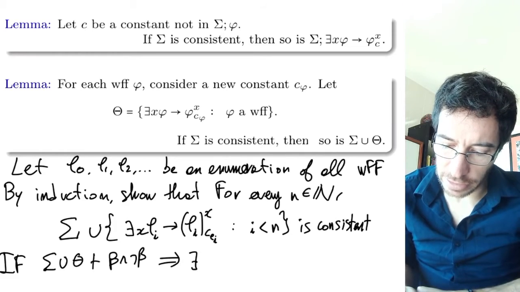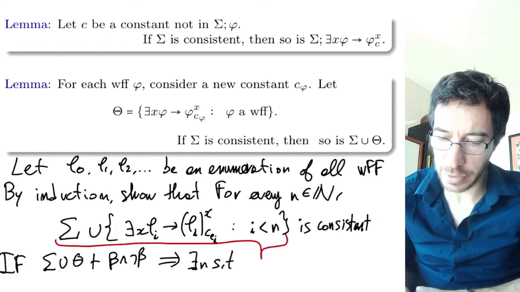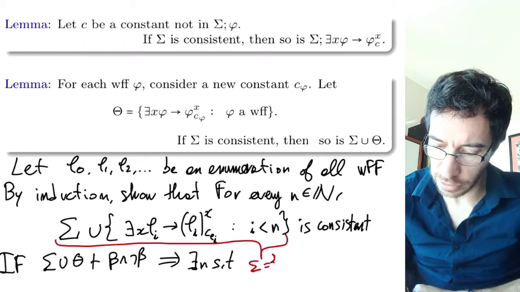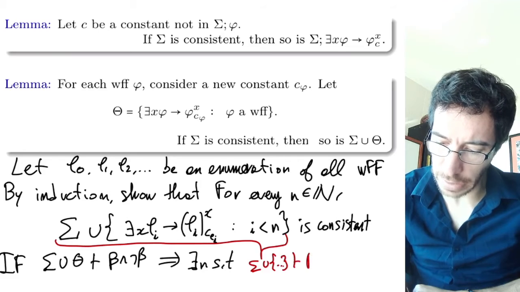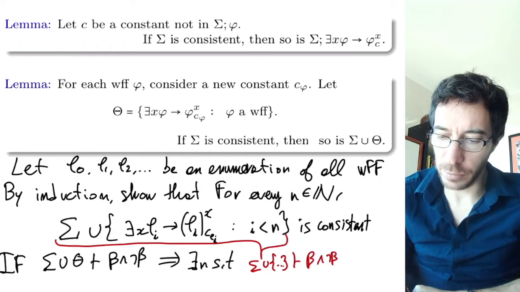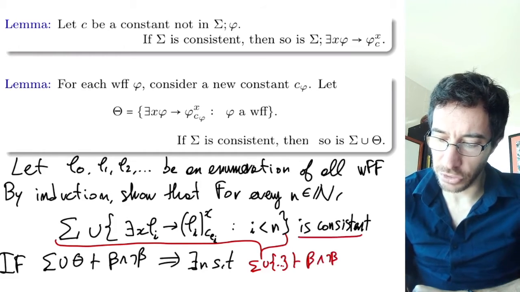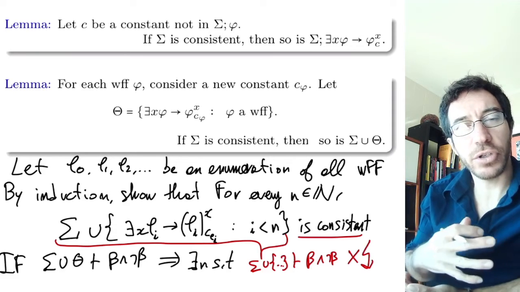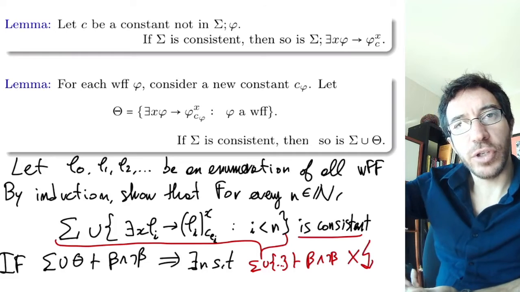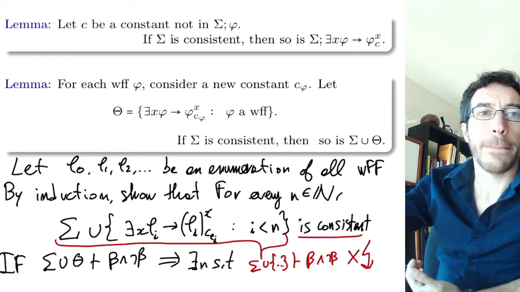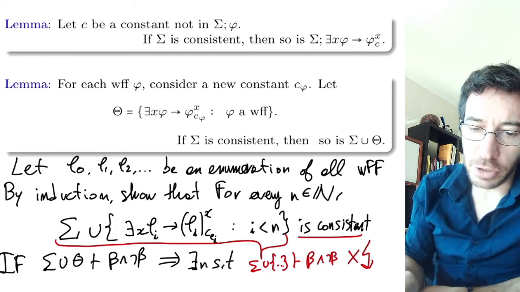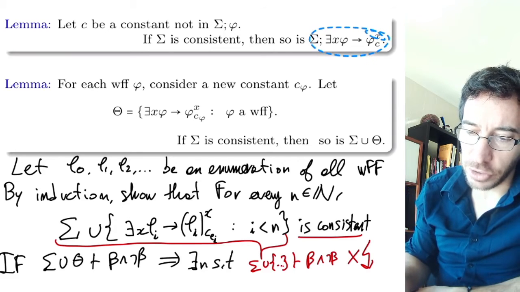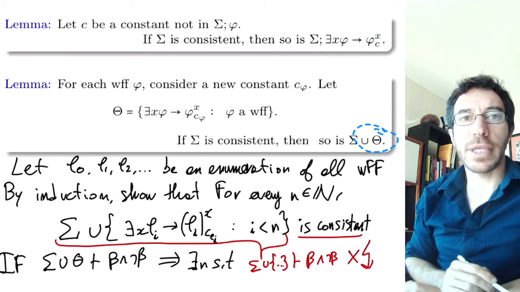So there exists an n such that this set up here, sigma union this set, proves beta and not beta. But then we know this is consistent, so this cannot be the case. So we get that the whole thing must be consistent. If you're consistent along the way and you're taking a union at the end, you must be consistent at the end. So that's how we can add them all together. We can add all these formulas together for all sentences now.